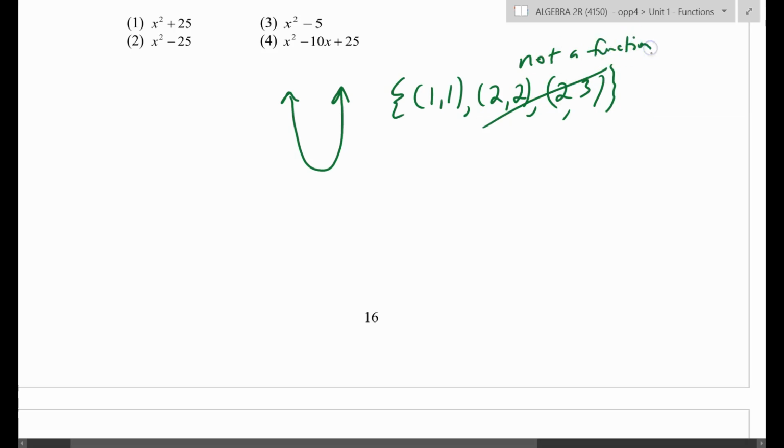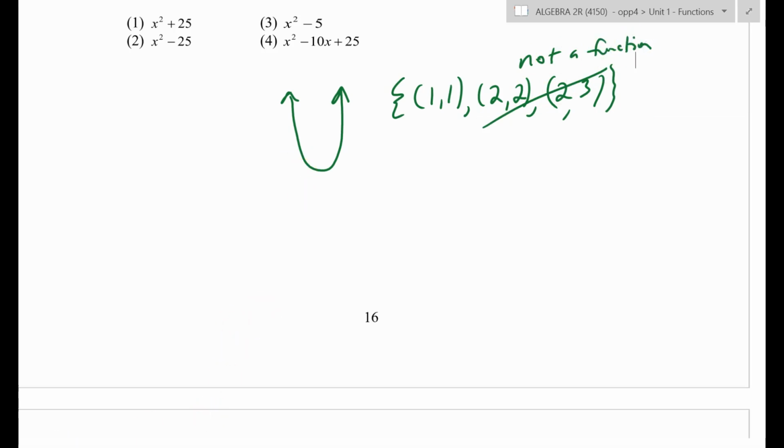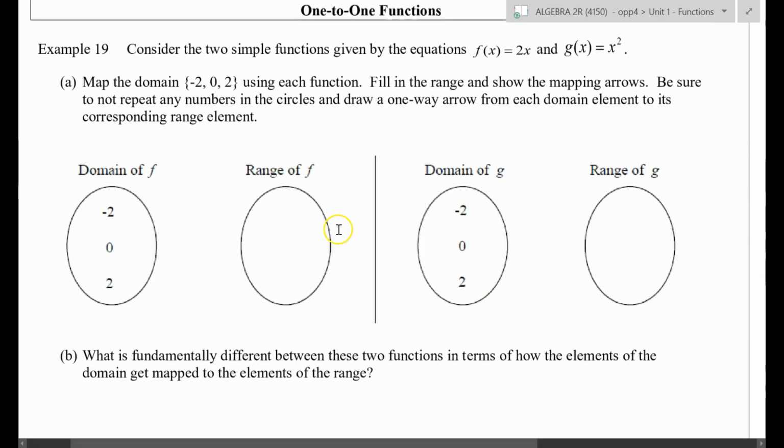Now, Trinity actually did a great job of introducing us into where we go now. What happens when I have the repeating y values? Okay, and that's what we're going to see right now.